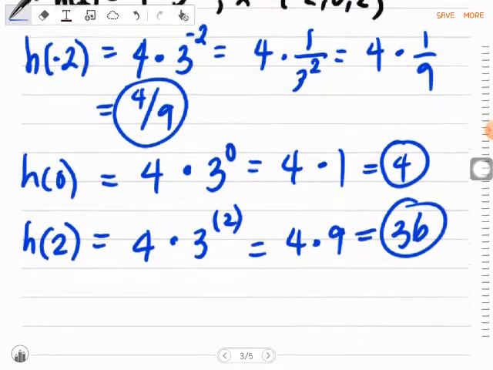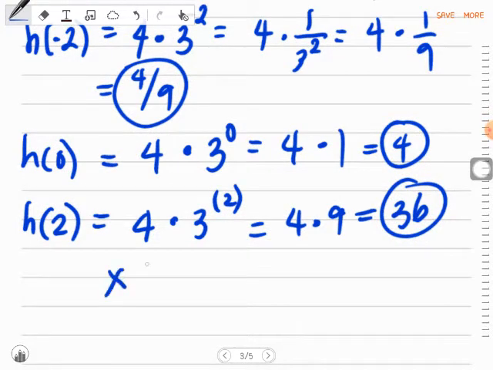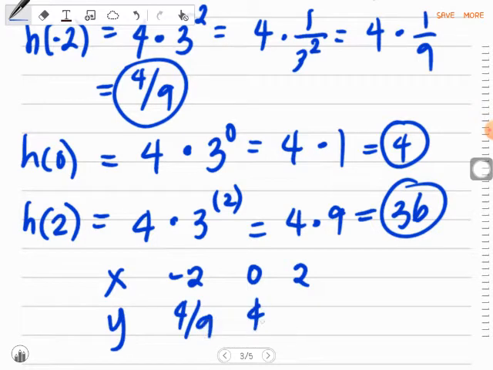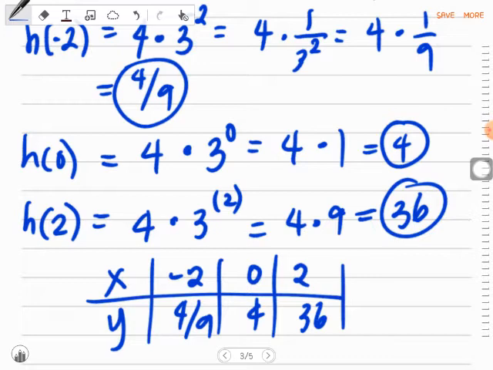Oh yeah, sige, pakita natin in table form. So we have x: negative 2, 0, and 2. Y is 4/9, 4, and 36. So, ganito yung itsura nila in a table form. Okay, tapos ipa-plot mo siya, na ituturo ko next video.